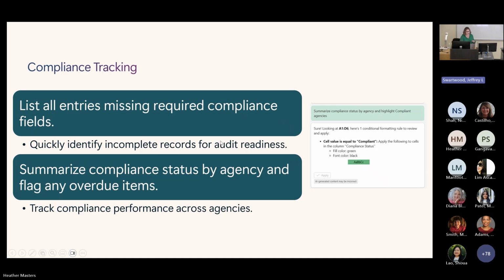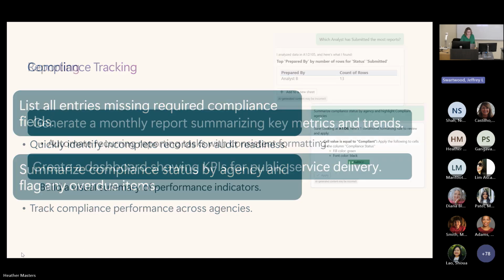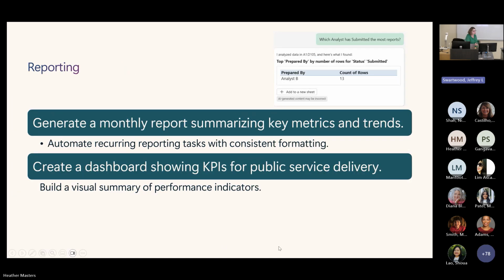And for compliance tracking, list all entries missing required compliance fields, summarize compliance status by agency, and flag any overdue items. So I will show you those use cases in my Excel along with this one for reporting. So generate a monthly report summarizing key metrics and trends, and create a dashboard showing KPIs for public service delivery.